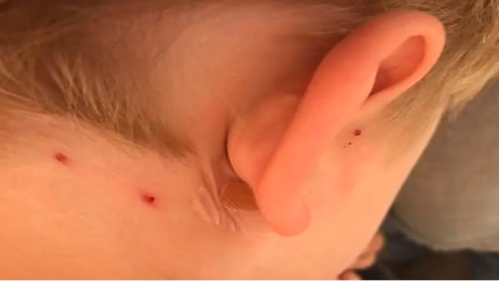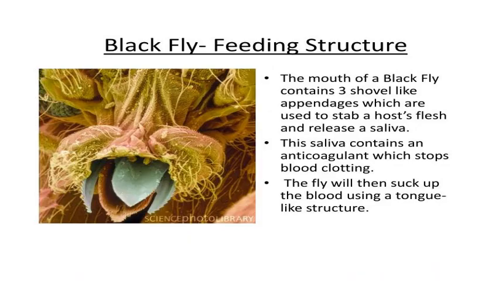In terms of its mouth parts, I want you to take a look at the three shovel-like appendages. Okay, so these shovel-like appendages are actually sharp, and they are used by the Simulium fly to stab the skin of the susceptible human host. And I want you to take note that these mouth parts will also deliver a what? An anticoagulant through the saliva. Okay.